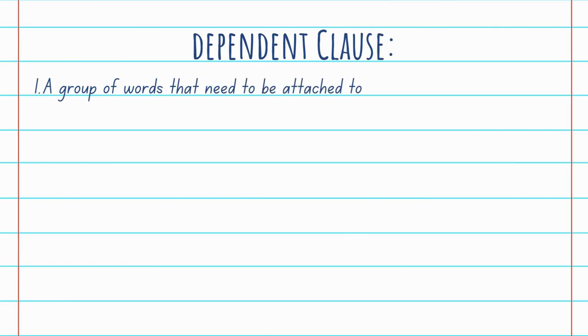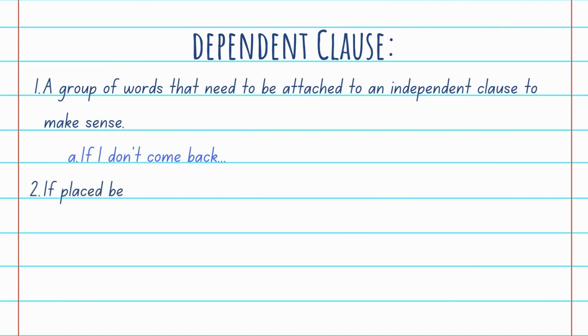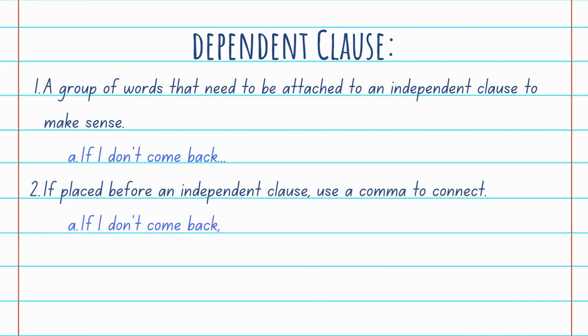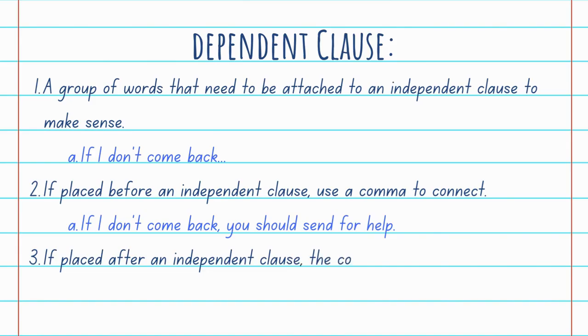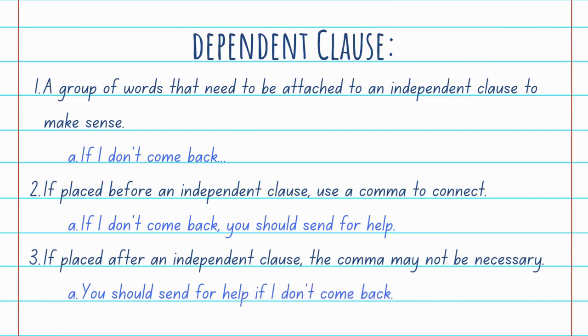So again, dependent clauses are a group of words that need to be attached to an independent clause to make sense, such as, if I don't come back. If placed before an independent clause, use a comma to connect the dependent clause to the independent clause. If I don't come back, you should send for help. If placed after an independent clause, the comma may not be necessary. You should send for help if I don't come back.